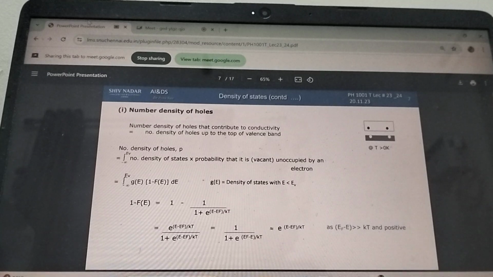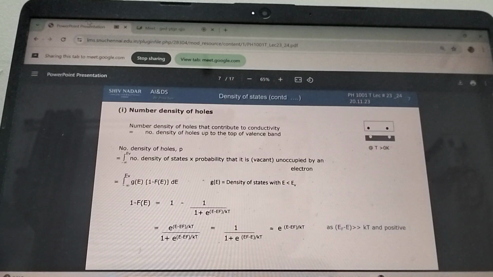This is the second derivation, the number density of holes. It is going to be very similar to the first. In the previous derivation we saw the number of electrons in the conduction band. Now we are going to see the derivation for the number of holes in the valence band.